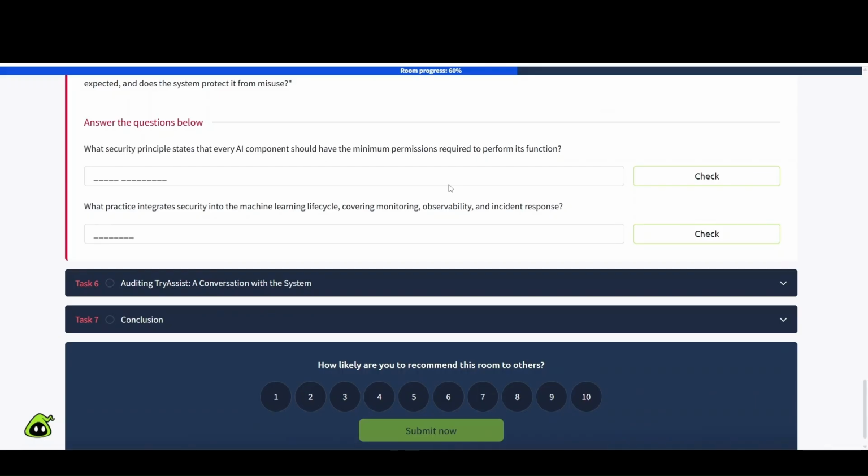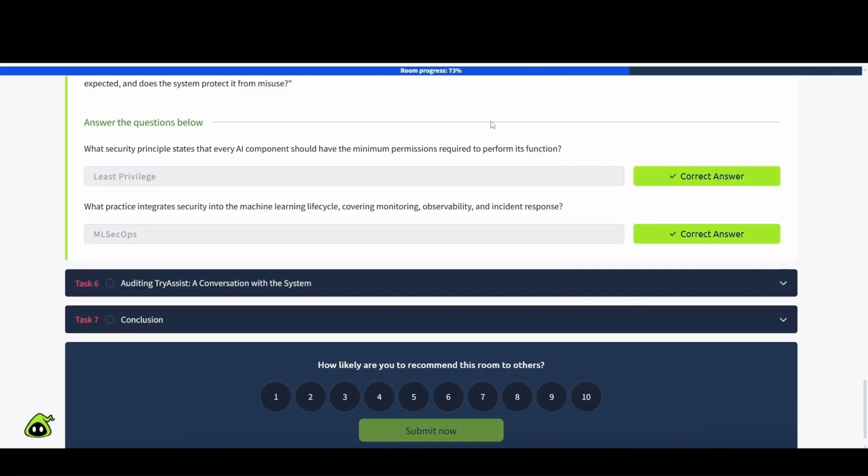So go ahead and pause the video, try to answer them yourself, then come back to the video, and then we will proceed forward. So we're getting close to the end here. Let's take a look at these questions. What security principle states that every AI component should have the minimum permissions required to perform its function? That's going to be least privilege.